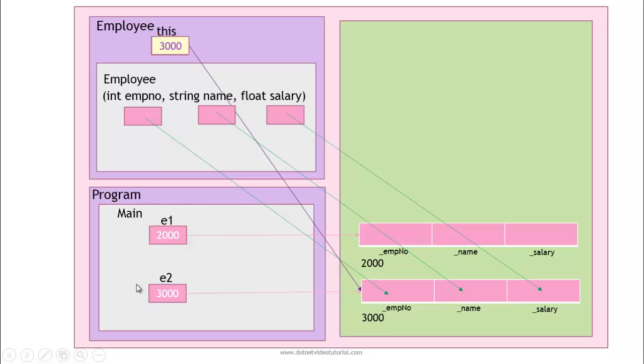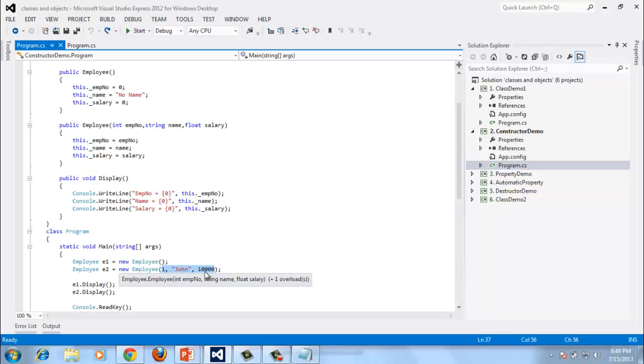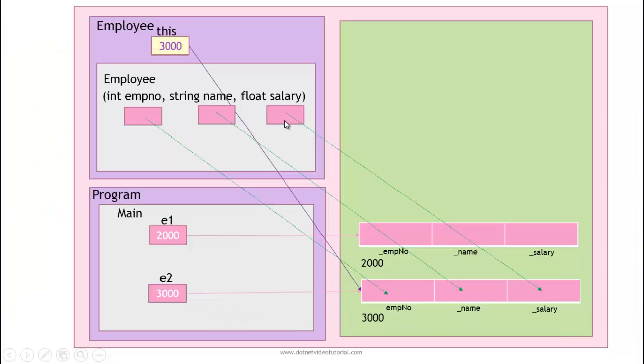As parameterized constructor will get called by E2, reference of E2 will get copied in this. Now whatever values you are passing as parameter to this constructor will go to these local variables, so all values will come over here, and then you will assign it to this dot underscore employee number. So you are assigning EMP number to this dot underscore EMP number, this dot underscore name, and this dot underscore salary. So in short, you are assigning these values to members of E2 object.